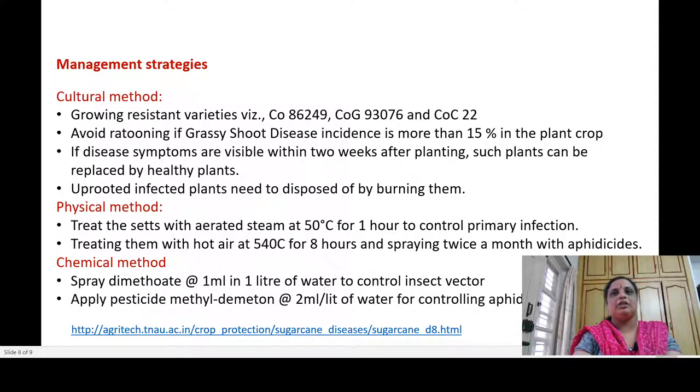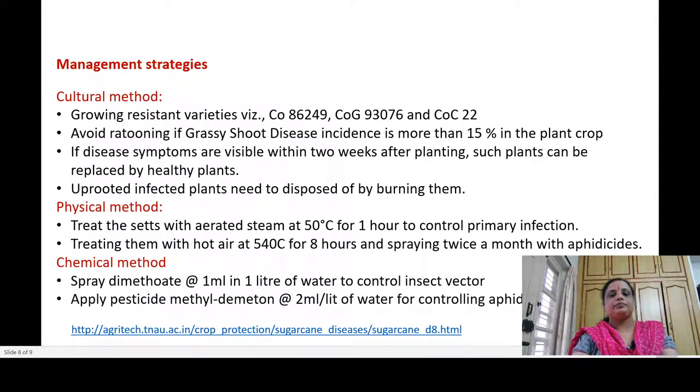It can be either fungal or bacterial or any other, so that even this mycoplasma can also get eliminated. And the other method is that you can treat it in a hot air oven. You can keep it in a hot air oven at 54 degrees Celsius for 8 hours. These are through research. And spray twice a month with such insecticides. So through such techniques, you can manage these diseases.